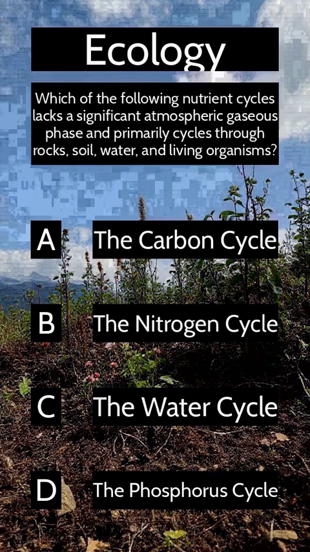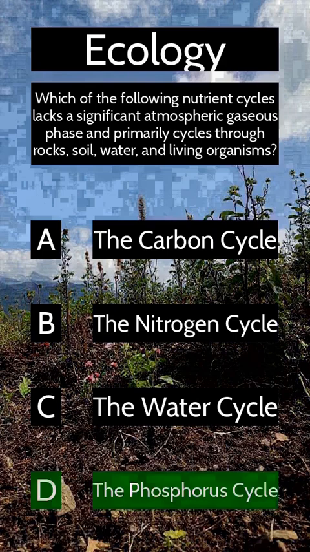Which of the following nutrient cycles lacks a significant atmospheric gaseous phase and primarily cycles through rocks, soil, water, and living organisms? Answer D. The phosphorus cycle.